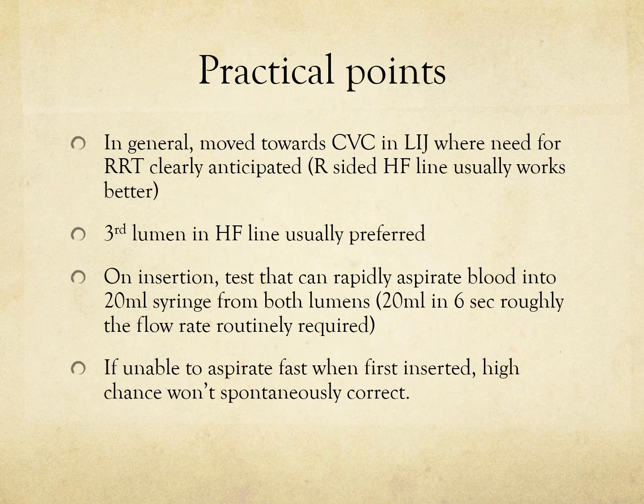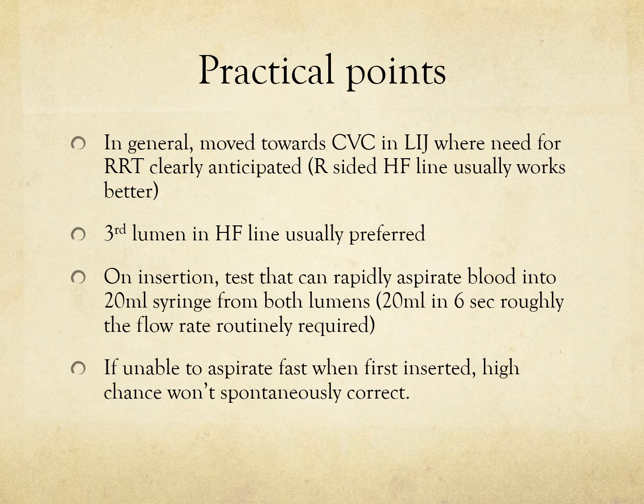Practically, in general, we've moved towards putting a standard central line into the left IJ when we think there's a reasonable chance the patient might need renal replacement therapy. This is to save the right IJ for a right-sided HF line. So if a patient comes in and needs a central line, they're in renal failure, it's a good idea to put the central line in on the left.